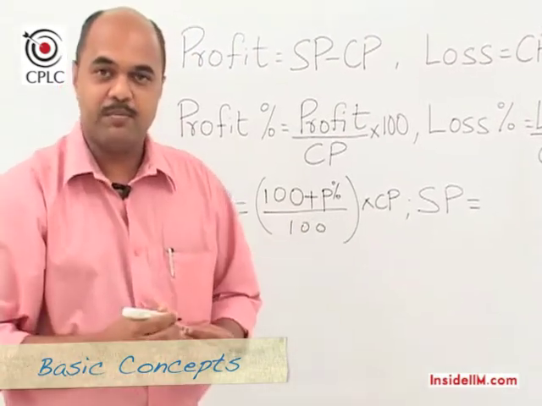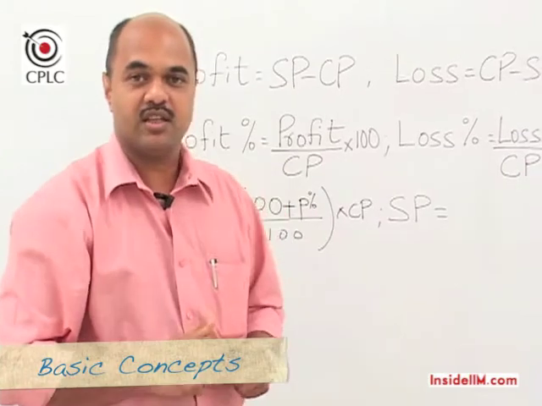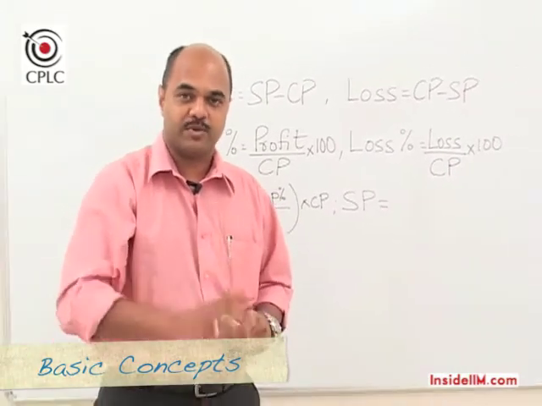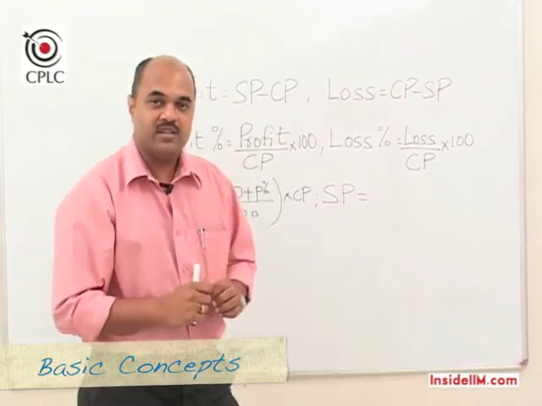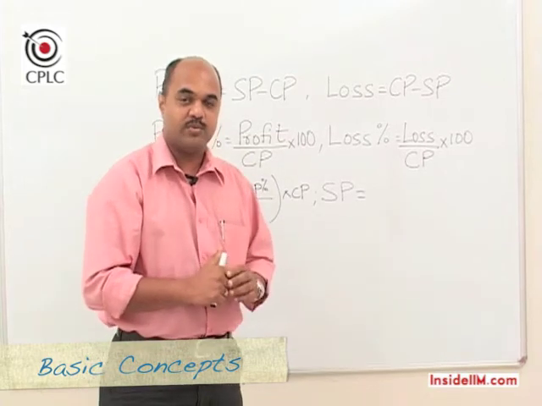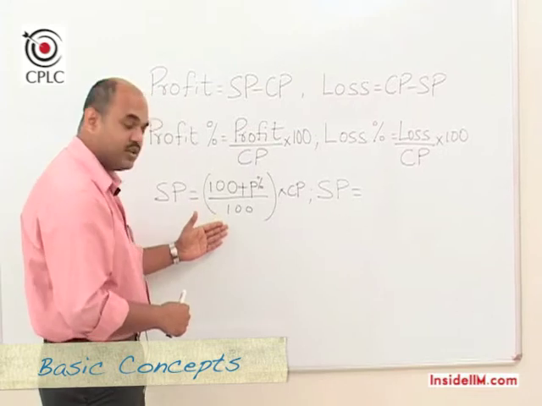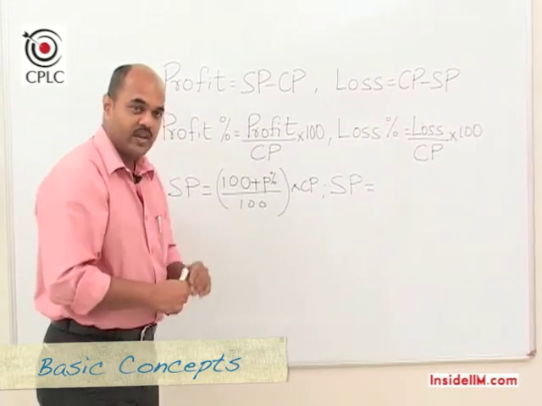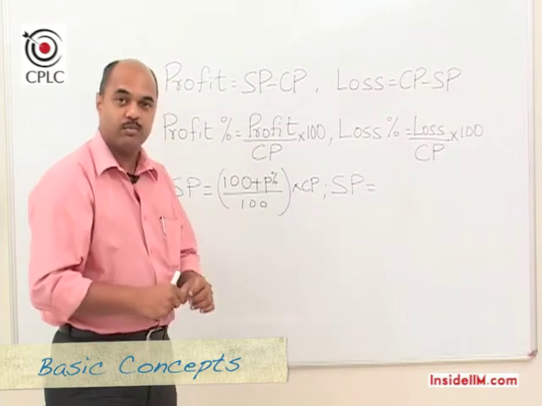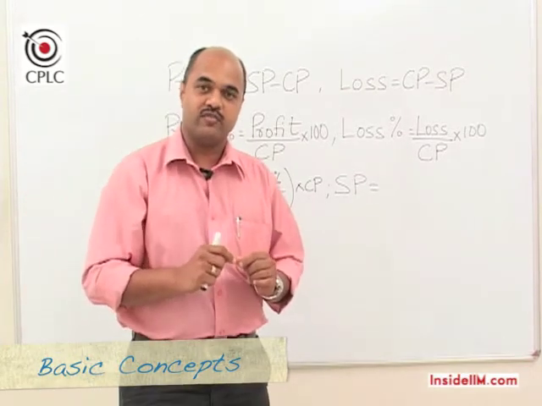So if we take a simple example, suppose we say that the profit percent is 20%, then it simply means that the selling price would be 20% more than the cost price, and hence if I use this kind of a formula, it would mean that selling price would be 120% of the cost price.